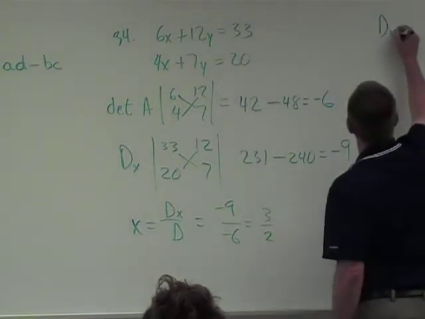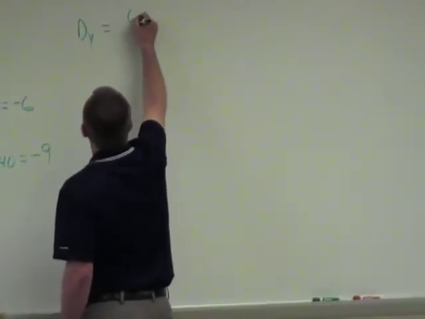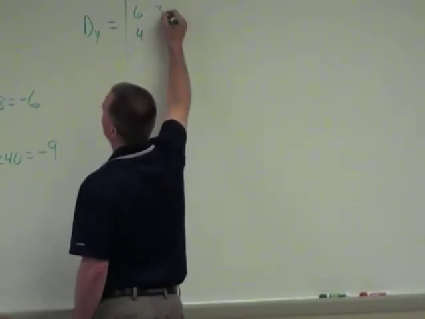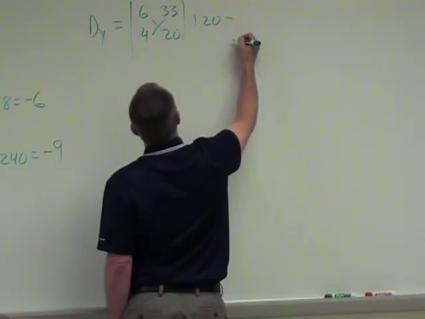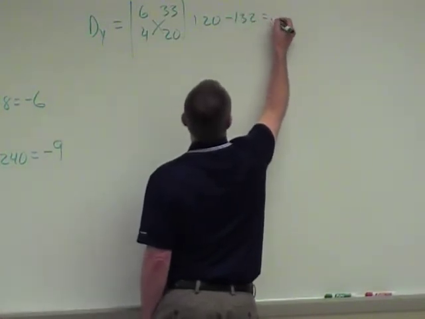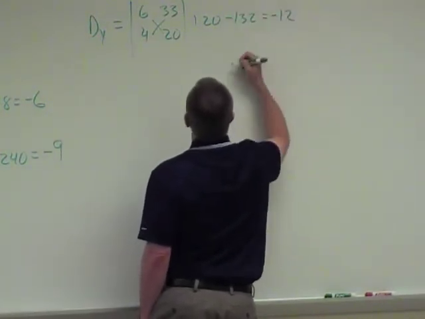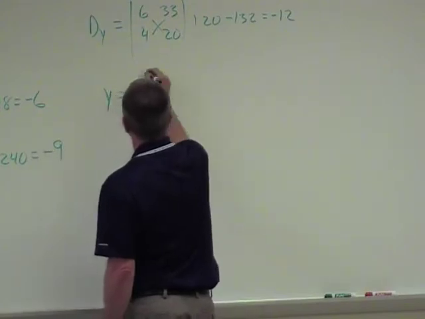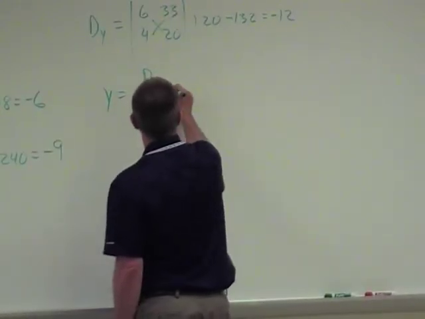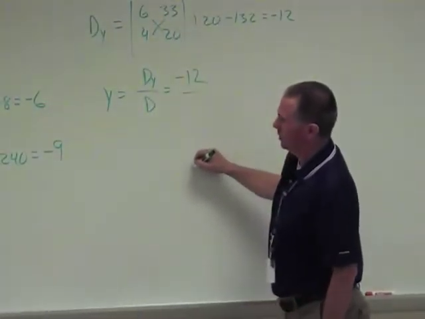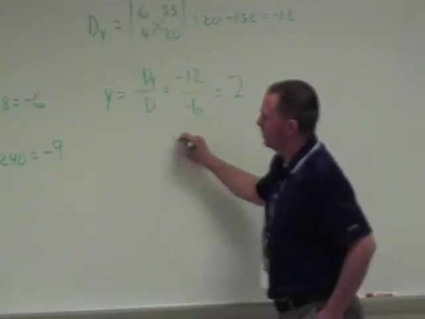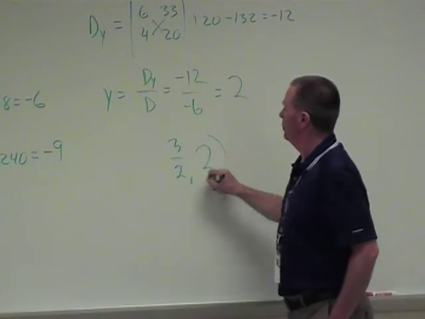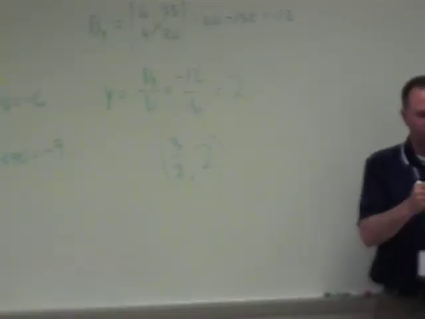Okay, so D sub y, 6 and 4, and 33 and 20. That's 120 minus 132, negative 12. So y is going to be D sub y over D, or negative 12 over negative 6, so 2. So 3 halves, 2 would be where those two lines cross.